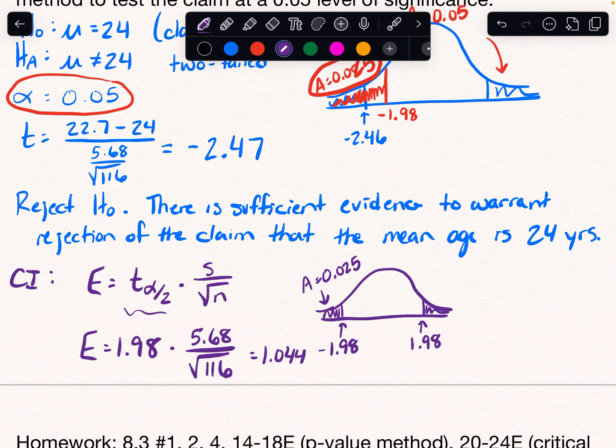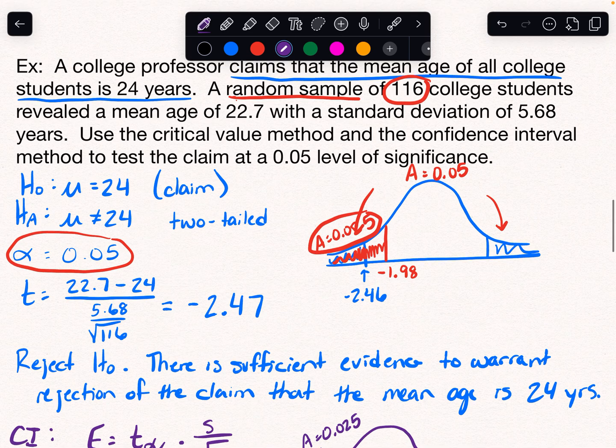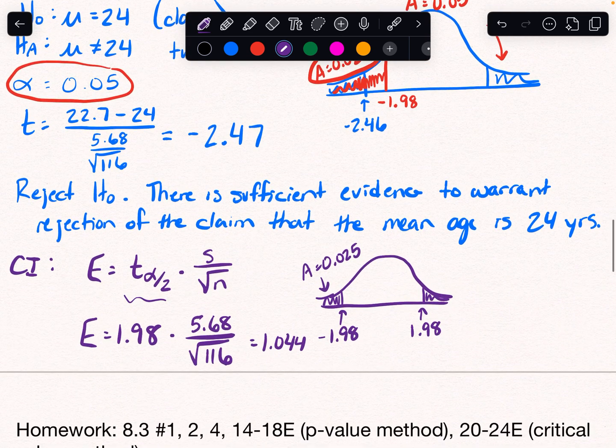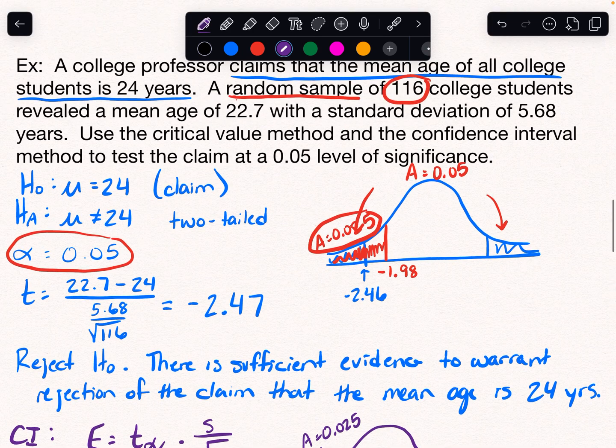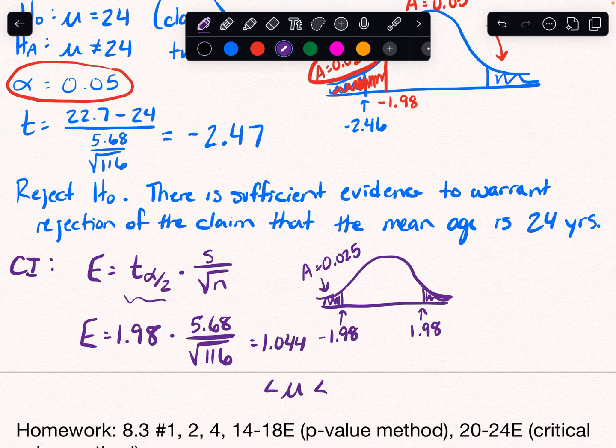Then I have to add and subtract that to my sample mean, and the sample mean that was given was 22.7. So our population mean is inside both of these. If I add our sample mean of 22.7 to our margin of error, I get 23, I'm going to round to the nearest tenth. Then this one is 21.7. So basically the mean age of college students should fall between these.